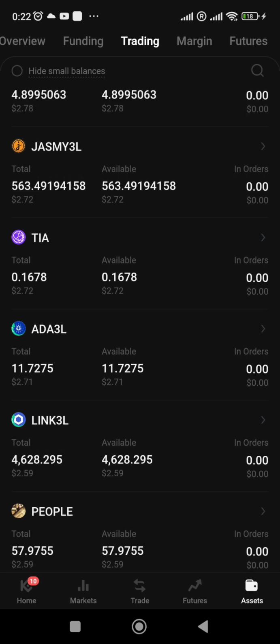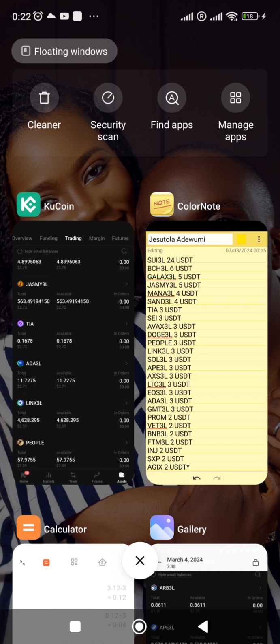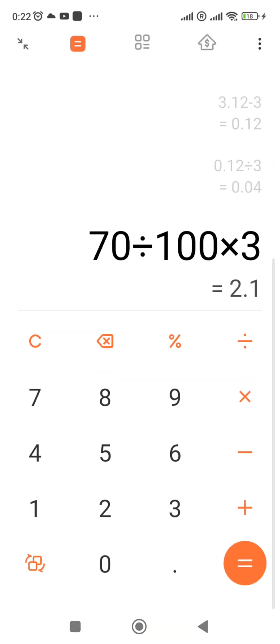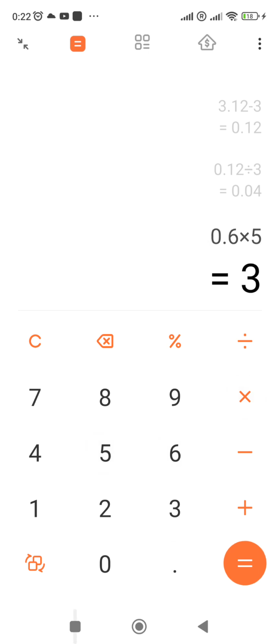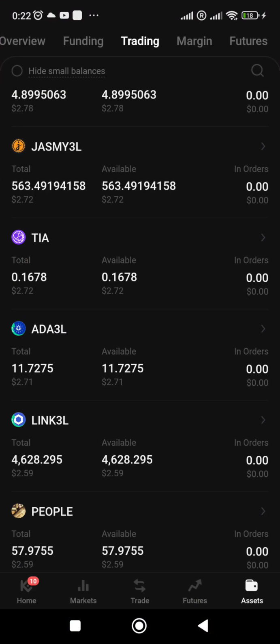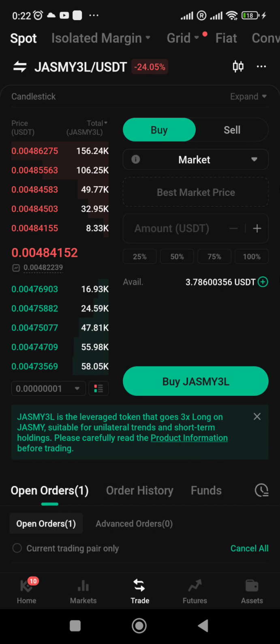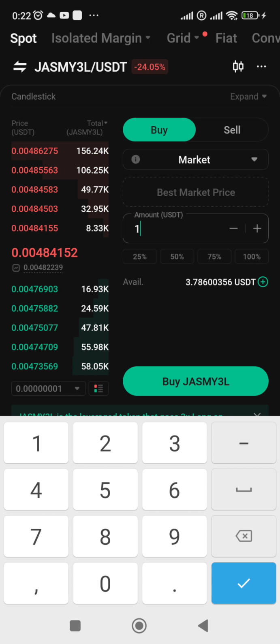But Jasmine is 2.72 out of 5. At what level do I buy more when it is 5 or 5 times? 60%. 0.6 times 5 is 3. It's less than 3 because Jasmine is 2.72. So I will buy again. I click on Jasmine, and buy 1 USDT.